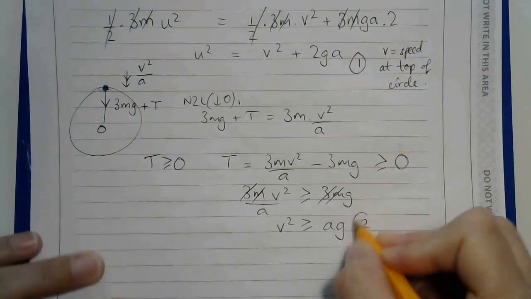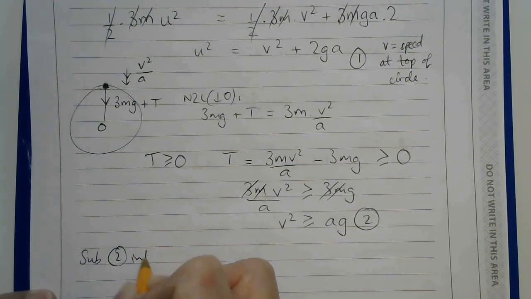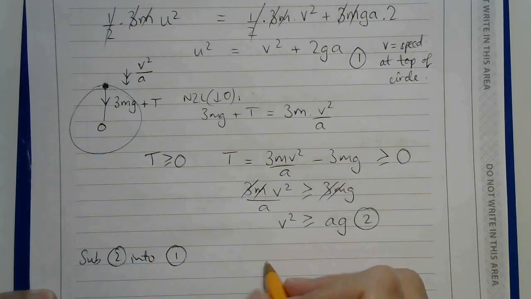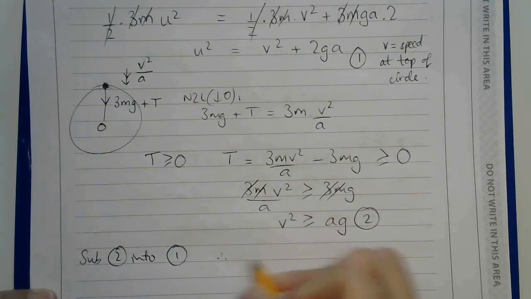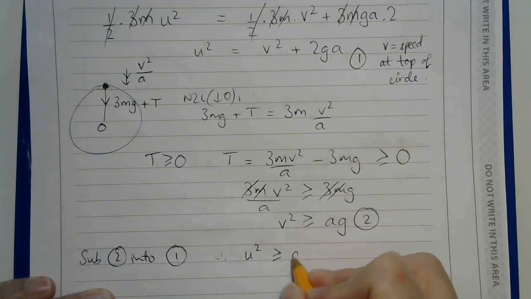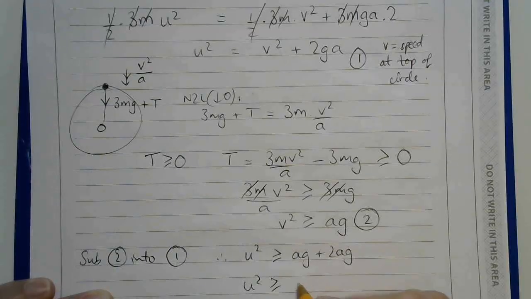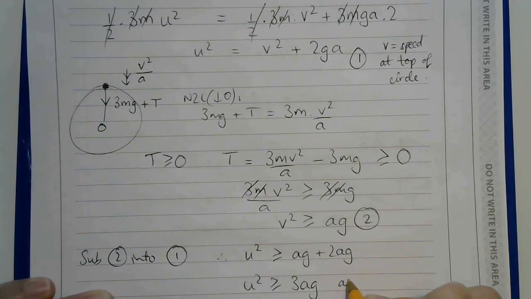Now popping that into that first line of the equation, I'll call this 1 and this 2, so sub 2 into 1. Therefore, u squared is going to be bigger than or equal to ag plus 2ag, and so u squared is bigger than or equal to 3ag, as required.